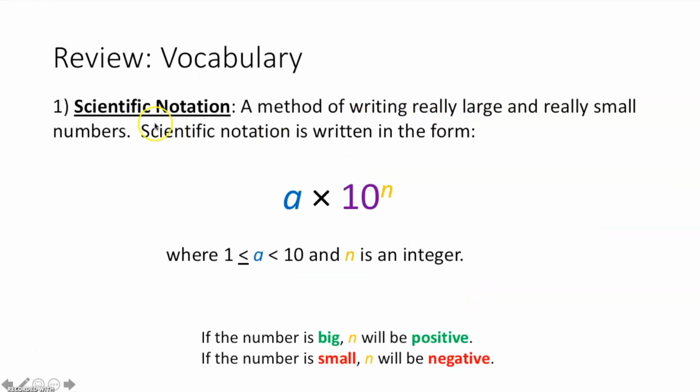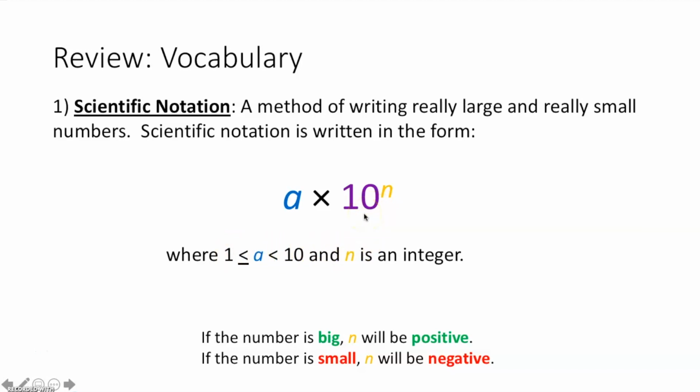Next thing we're going to do is review scientific notation. So that's a method of writing really large and really small numbers. If you want to write a number in scientific notation, it's got to be in the form a times 10 to the nth power, where a is between 1 and 10. It can equal 1, but it can't equal 10. And n has to be an integer.